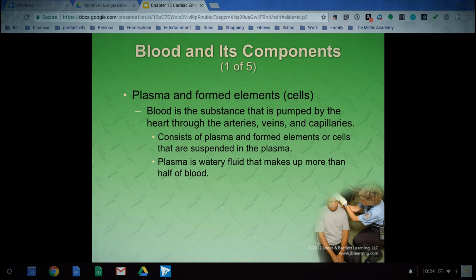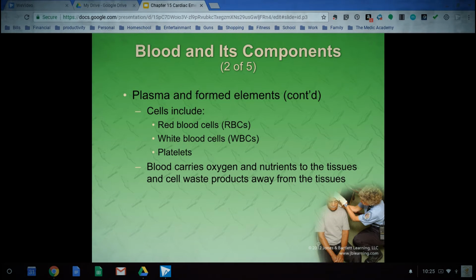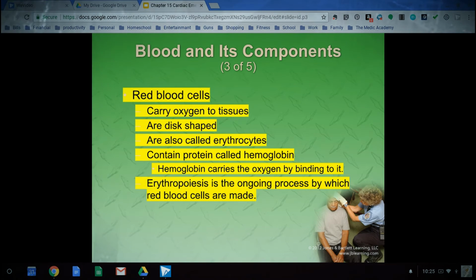All right, so we talked about the pump. Let's talk about the blood, the fluid that's contained in that pump. Plasma and formed elements form blood. Now, plasma is the watery straw-colored fluid that makes up more than half of our blood supply. Plasma also has these formed elements, also called cells, and they include red blood cells, white blood cells, as well as platelets. Now, blood's main job is to carry oxygen and nutrients to the tissues and carry away waste products from the tissues after metabolism.